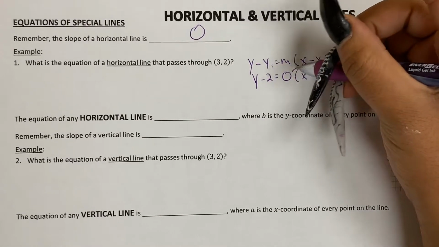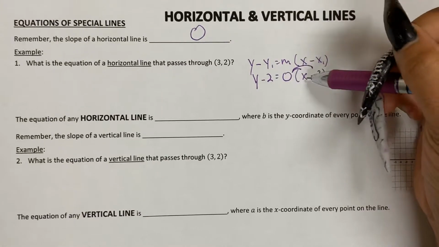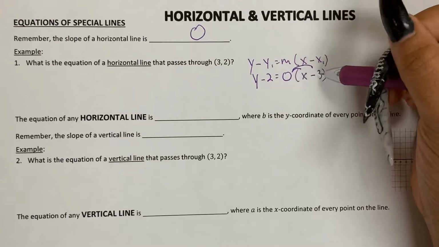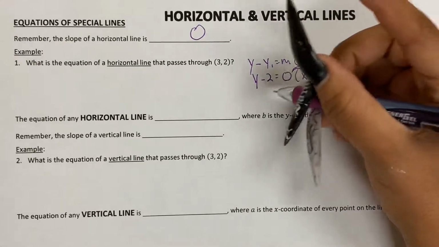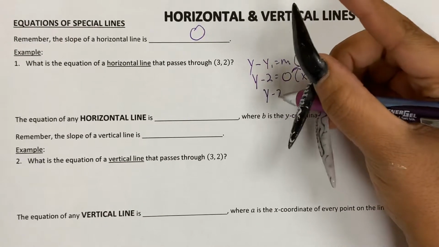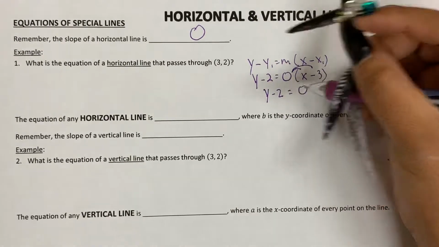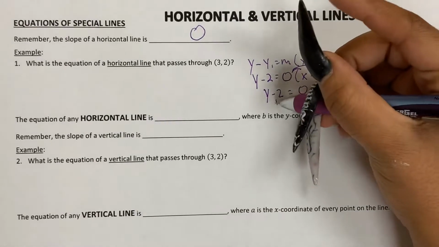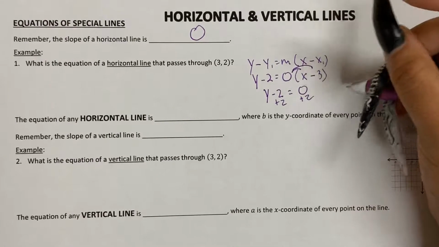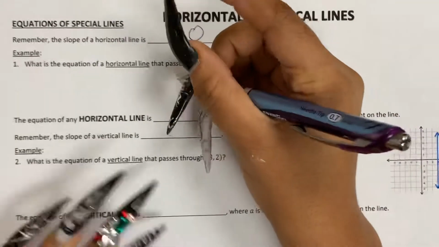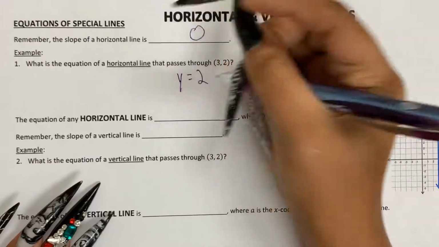So if I distribute it, 0 times x is just 0, and 0 times -3 is still 0. So I have y minus 2 equals 0. Then I would add 2 to both sides. So my equation would be y equals 2.